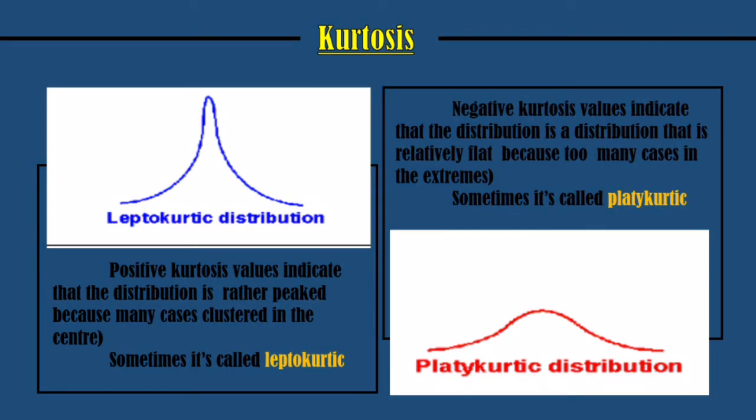While negative kurtosis values indicate that the distribution is relatively flat because too many cases are in the extremes. Sometimes it is called platykurtic. Platykurtic is a statistical distribution in which the existing kurtosis value is negative. This will have thinner tails than a normal distribution, resulting in fewer extreme positive or negative events.